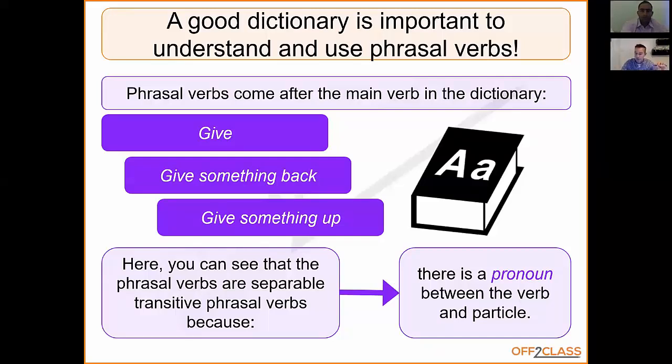First of all, it's vital that your student has a good dictionary for phrasal verbs, but what you need to know as the teacher is the main verb will appear first, obviously, in the dictionary, and after that you will have the multi-word verbs, and the clue to look for is that there will be a pronoun somewhere. So you'll either have the indefinite pronoun something, someone, somebody, and it will appear either between the verb and the element or after the verb and element. Give up something, but it generally appears as give something up to show to the student already that this is a separable transitive phrasal verb.